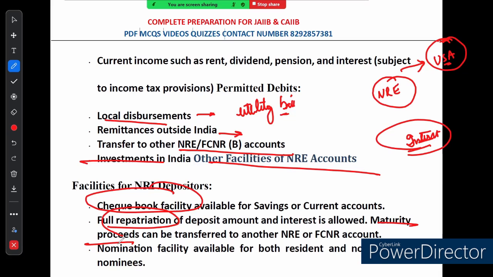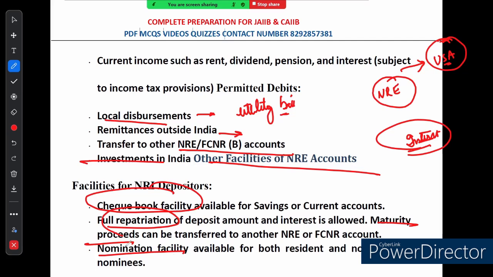The next facility is regarding the nomination option. So you can nominate either a resident Indian or another non-resident as the beneficiary of your NRI account. This is a crucial feature for your estate planning, as it ensures that your savings go to the person whom you choose in case something happens to you.